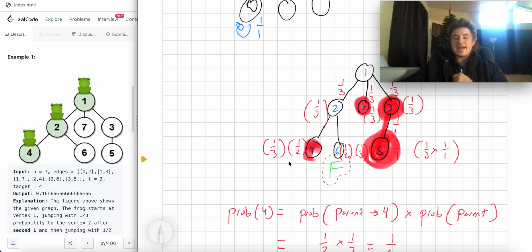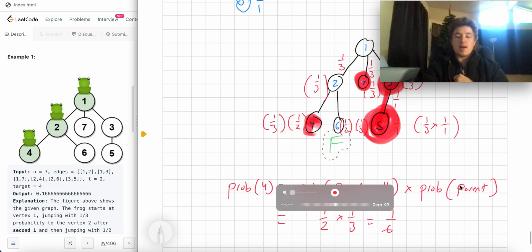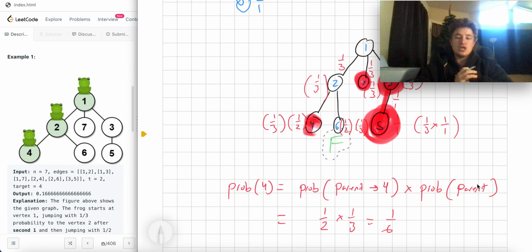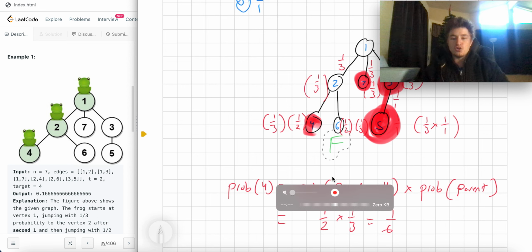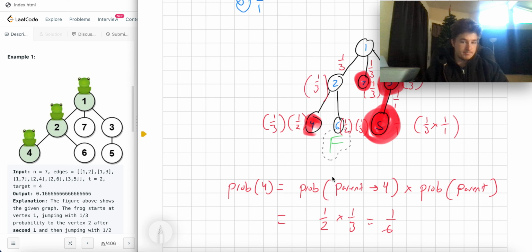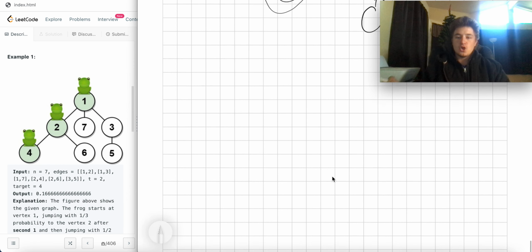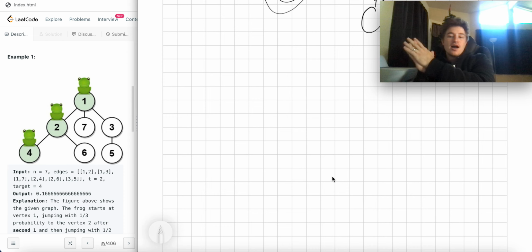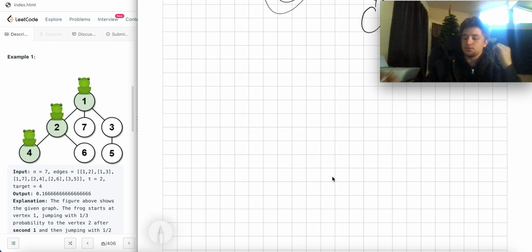And then in each state, you need to keep track of the probability of the parent: the probability coming into me times the probability that the parent would choose me. That information is also important. And then something else we have to consider is that we want to find out if the frog is in a state at time equals 0.